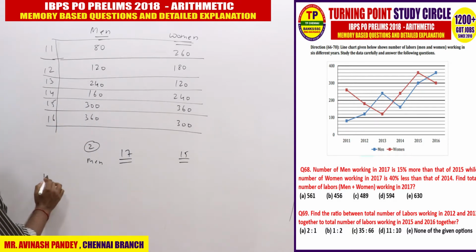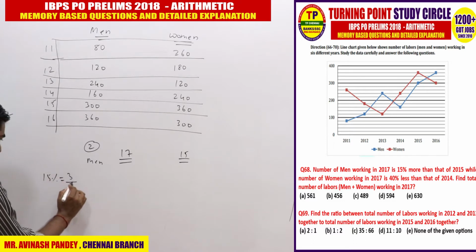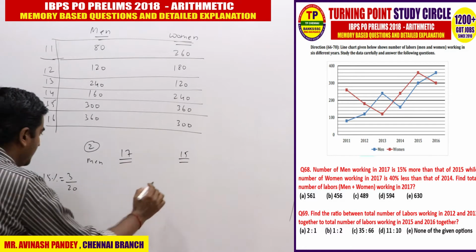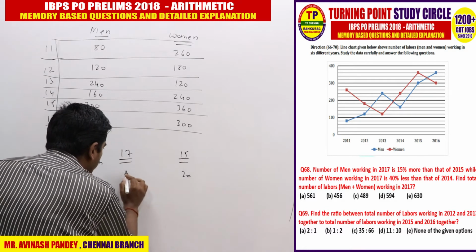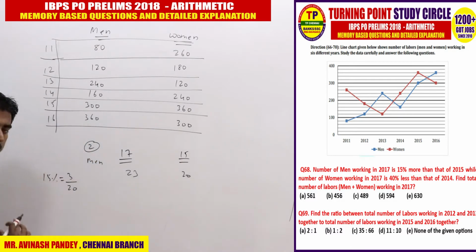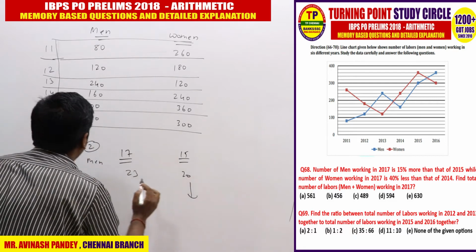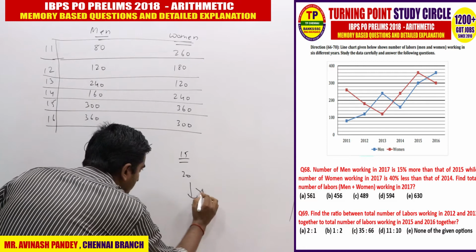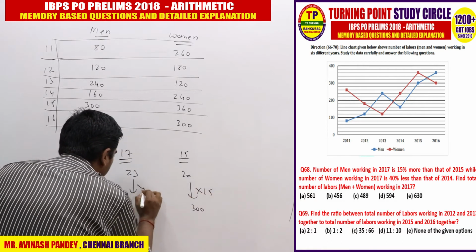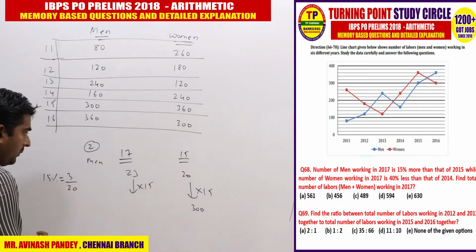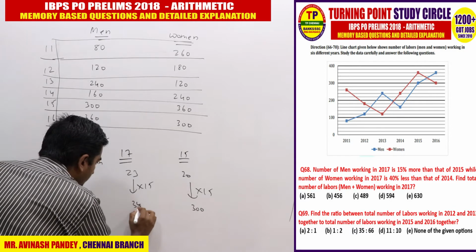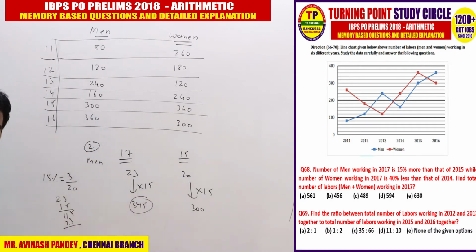So what is the 15% fraction value? 15% fraction value is 3 by 20. Where is it more? In 2017 it is more. That means if this value is 20, what about this value? 23. How? 20 plus 3. This part they have given you. In 15, what is the data of number of men? 300. This is how many times? 15 times. This is also 15 times. What is 23 into 15 when you multiply here? It is 345.